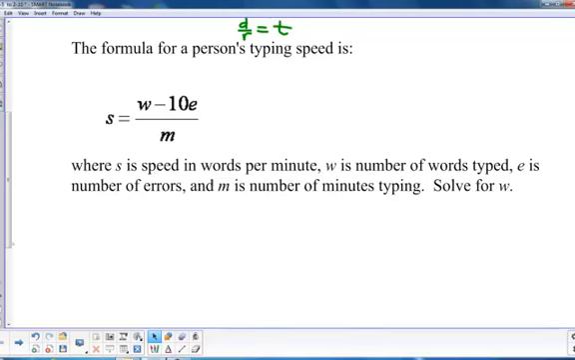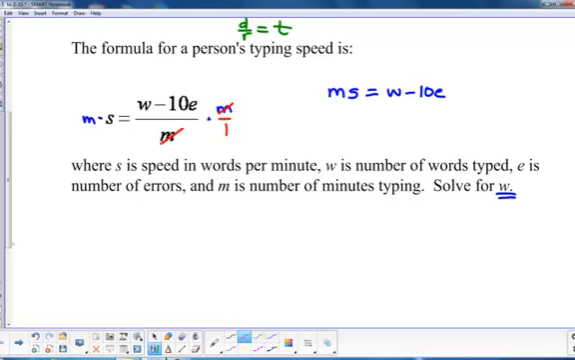Okay, in this equation, we're going to solve for W. So we want to get the W alone. So the first thing we would need to do is to get the M off of the denominator. So to undo division, we're going to do multiplication. And what you do to one side, you do to the other. So we have MS equals W minus 10E. So you see how M is like M over 1 and the M's cancel?